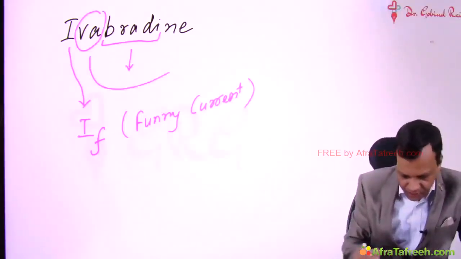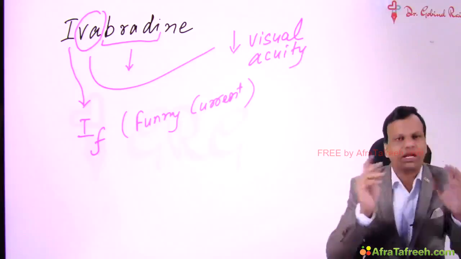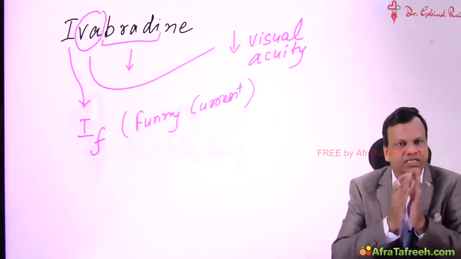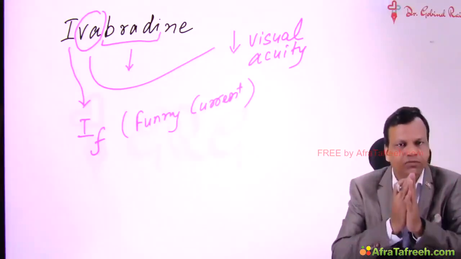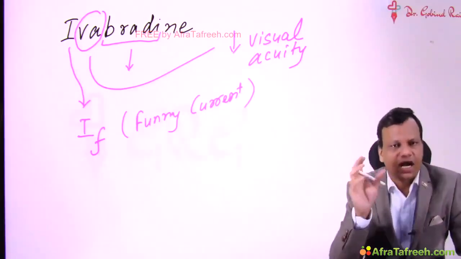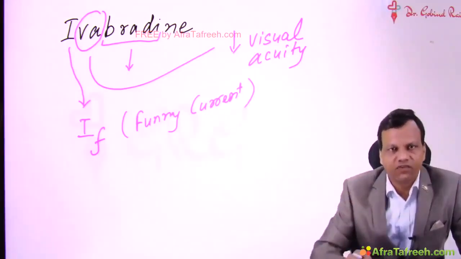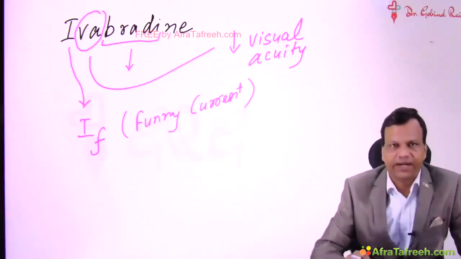The major side effect of ivabradine is VA, meaning visual acuity. It causes a decrease in visual acuity. So from the name itself, you can remember everything. Ivabradine: I means I f blocker, funny current blocker. VA means visual acuity is reduced, it is a side effect. And brady means it is a bradycardiac agent, it decreases the heart rate. So the principal mechanism in CHF is causing a decrease in work of the heart by decreasing the heart rate.